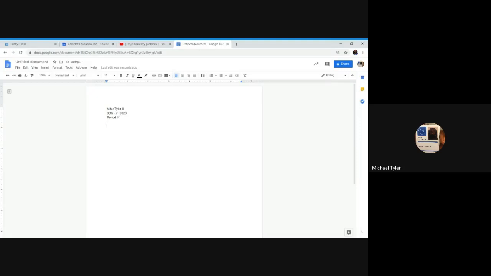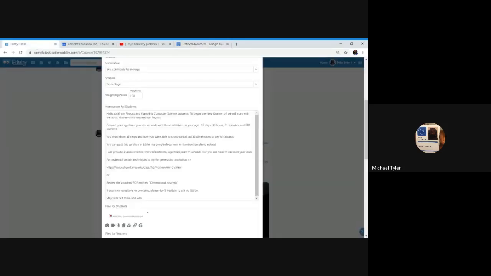After that, you're going to switch back to your Esri portal and just take the problem and paste it into your document. So this is the problem, right? Okay, the whole thing, right? Well, not the whole thing, because this is just instructions. I'm walking you through how to make the Google Doc, but the problem is right here. How to convert your age from years to seconds with these additions to your age: 15 days, 38 hours, 61 minutes, and 201 seconds.